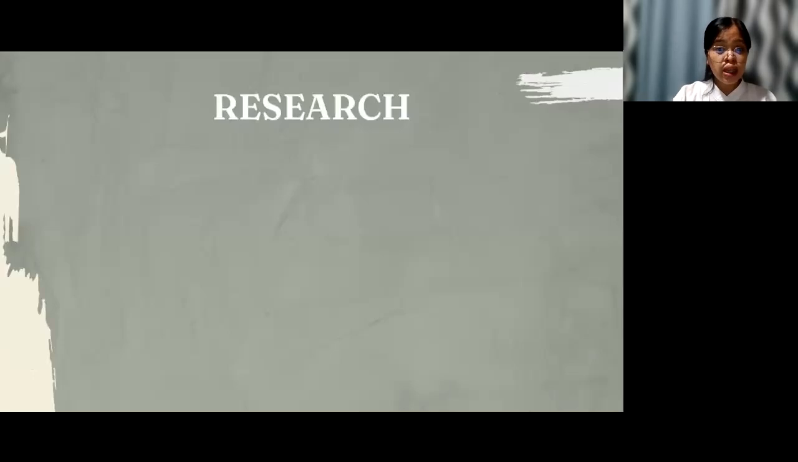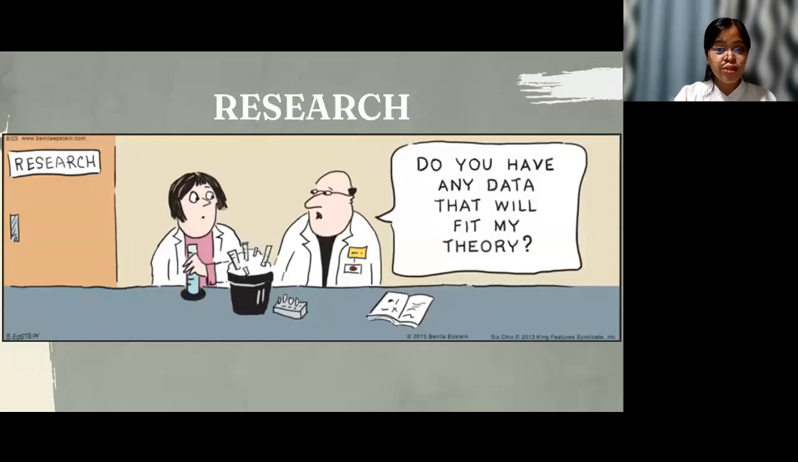So it's also present in research. Really? Let's see these pictures. We have here two researchers, and the other one said, do you have any data that will fit my theory? So the researcher has his theory already, and they will just look for data that will prove his theory. Remember, in science, we always begin with identifying the problem. So you cannot conclude yet unless you already have your data.